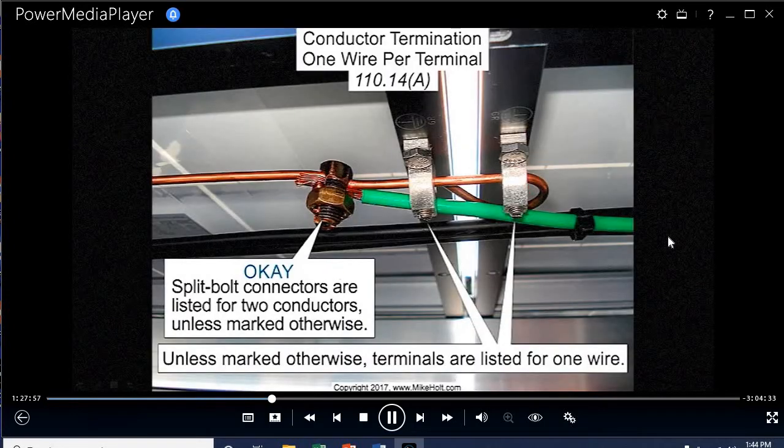Continuing, now we're in 110.14(A), the terminations. We're talking about general rules. Now we're into the terminations of 14(A). Unless marked otherwise, terminals are listed for only one wire. Now, a split bolt connector is listed for 2 conductors unless marked otherwise. And they are listed, Don, you correct me on there, they're listed for solid or stranded conductors, but stranded conductors not larger than, Don, is that 6 gauge?